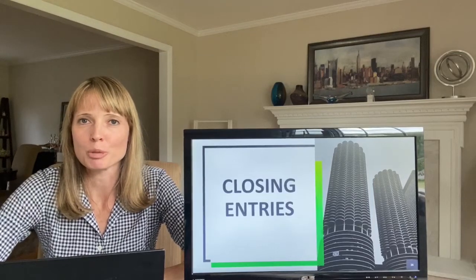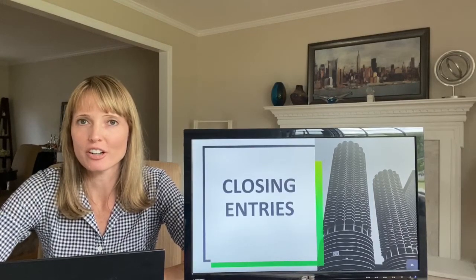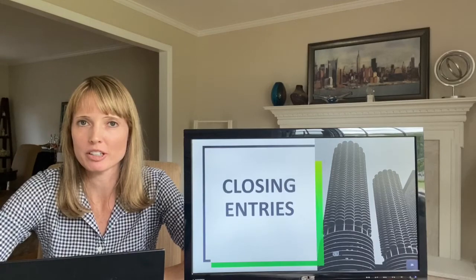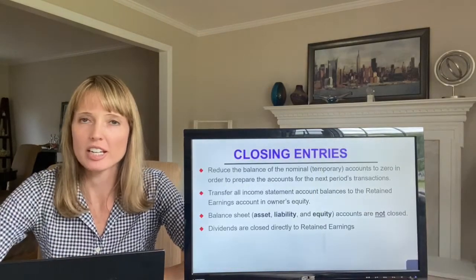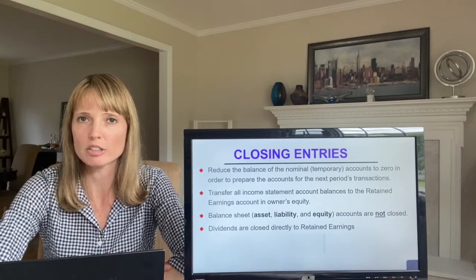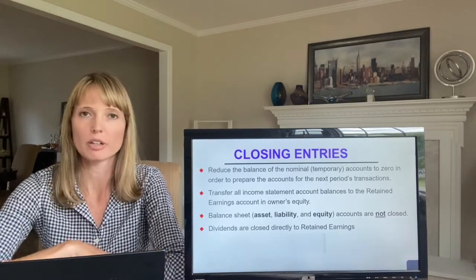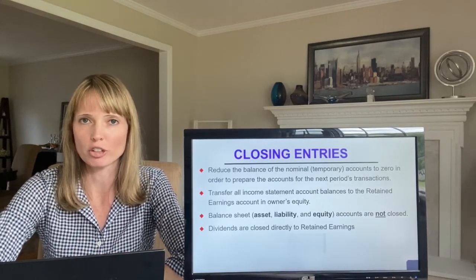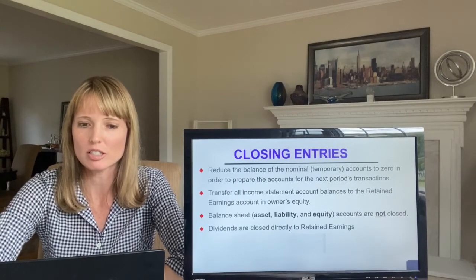Financial statements have been prepared, we need to get our books ready for the next accounting period. For the next accounting period, we need all our revenue accounts and all our expense accounts and our dividend accounts to all be zero. To do this, we need to book journal entries called closing entries.